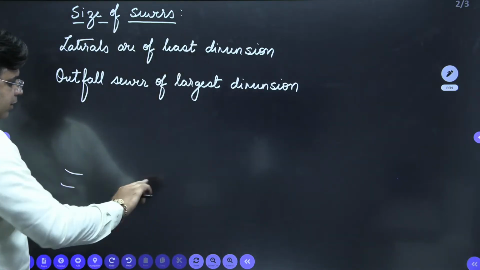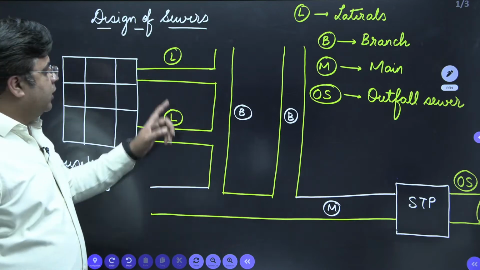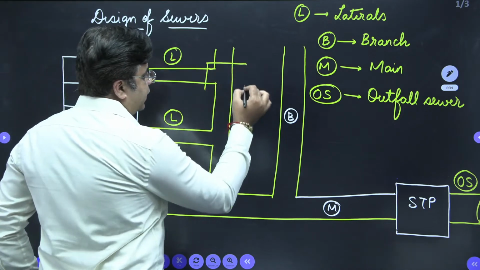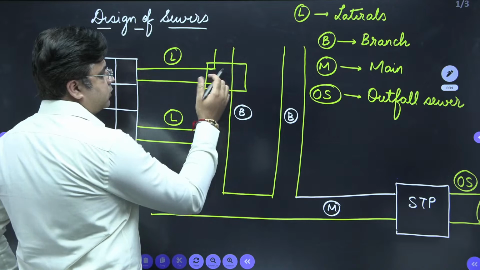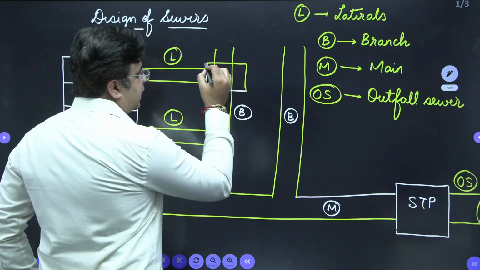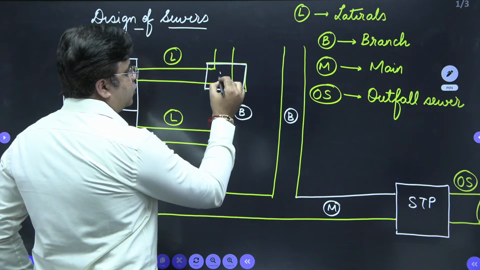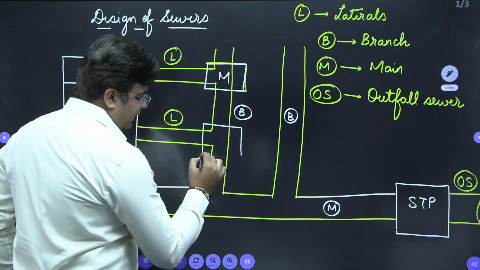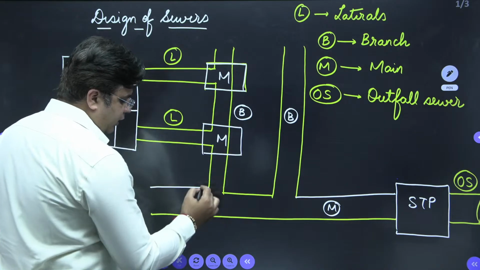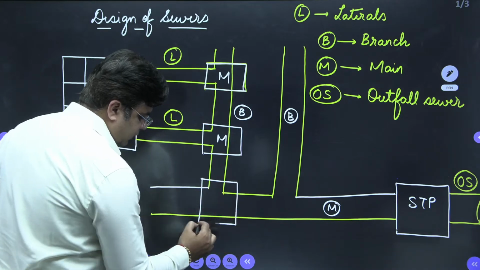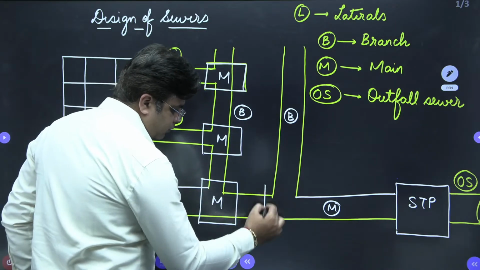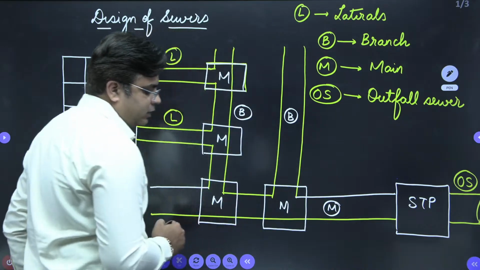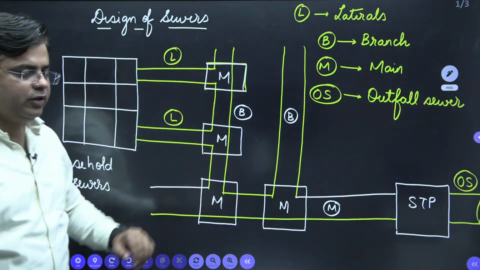Okay. Now coming back to this diagram again. All these sewers are connected using a unit which is known as a manhole. This is a manhole. Like this, you have manholes present in your sewerage system.